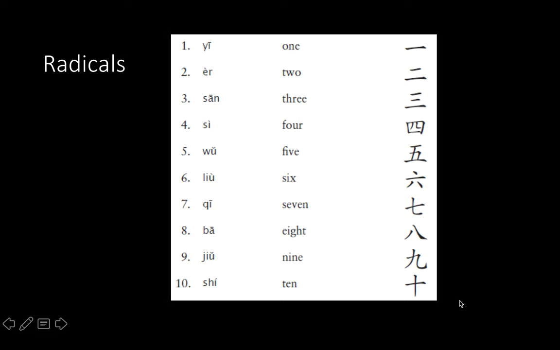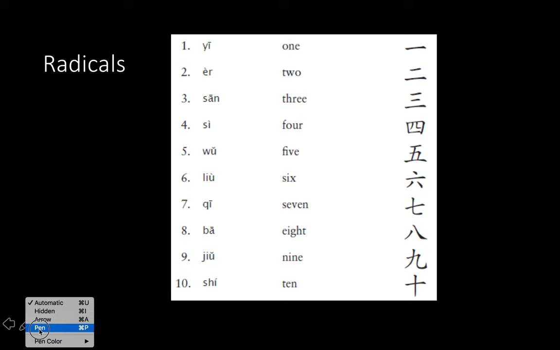Radicals. So that number 1 is the numbers. 一, 二, 三, 四, 五, 六, 七, 八, 九, 十. Let's look at the characters. Try not to look at the pinyin. 一, 二, 三, 四, 五, 六, 七, 八, 九, 十.